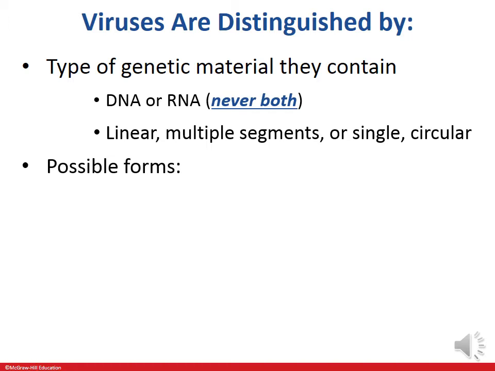And so when it comes to the possible forms of that genetic material, they can either be in the form of what we call double-stranded DNA, which looks just like our cells.